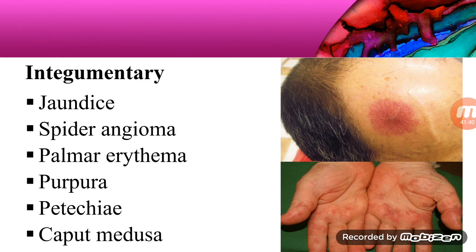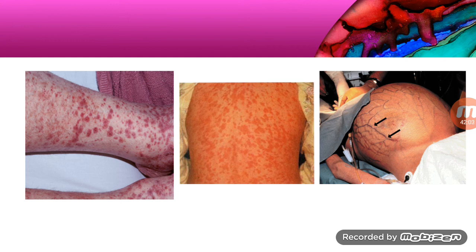And then next is petechia. Petechia is also tiny, flat, round brown, red or purple spots on the skin. Okay, it is also due to bleeding underneath the skin, the same as purpura. Here, as you can see in the second, middle picture, this is petechia.